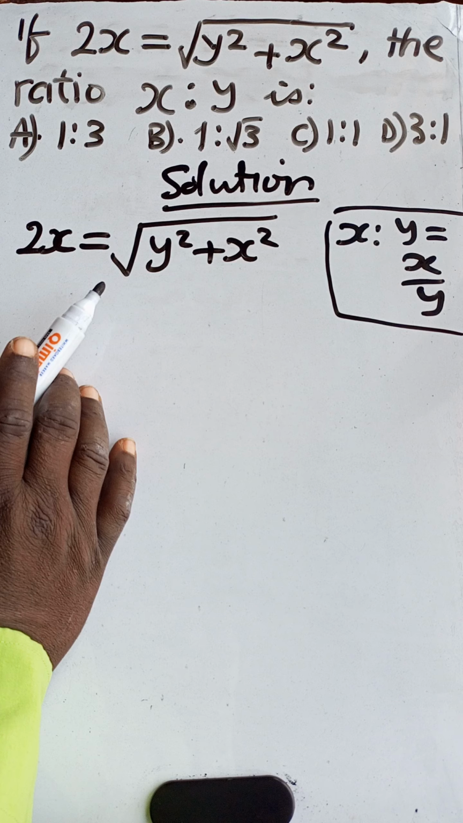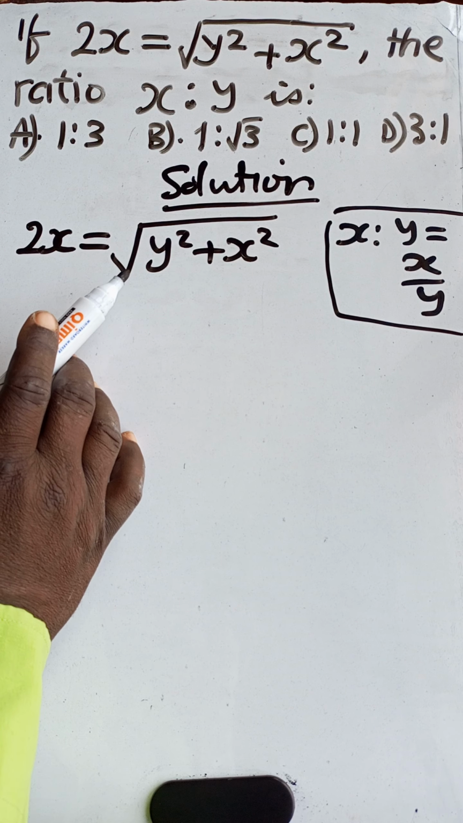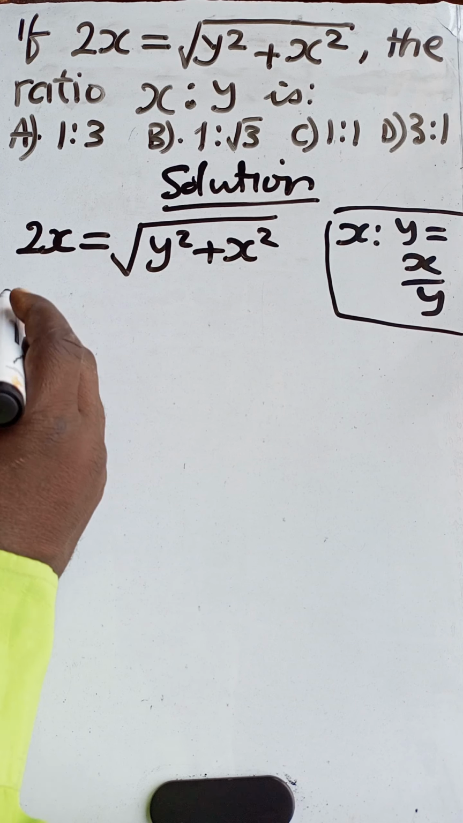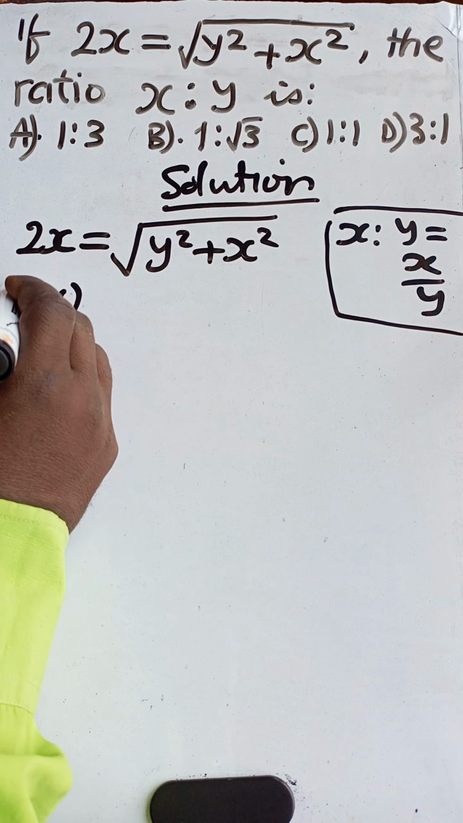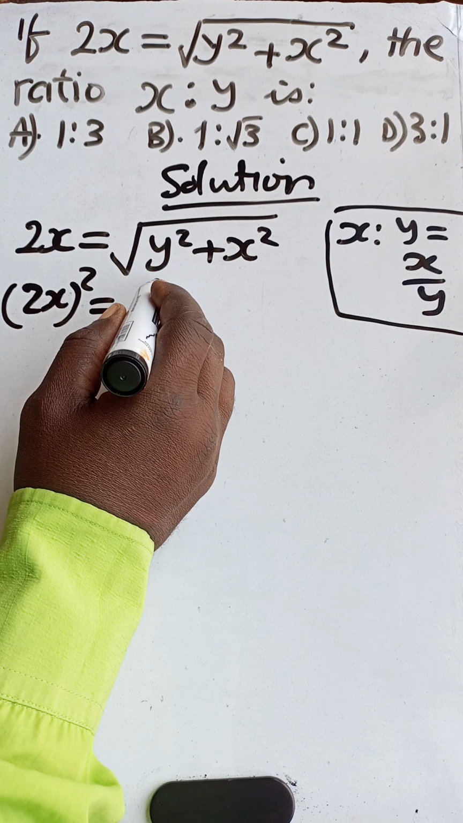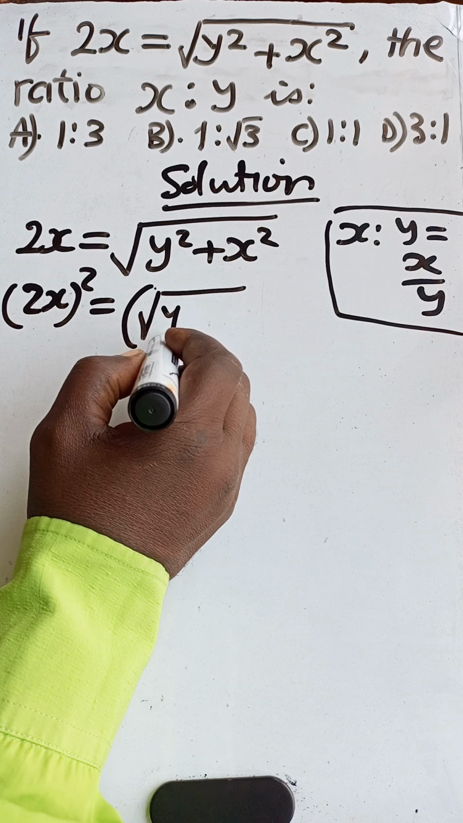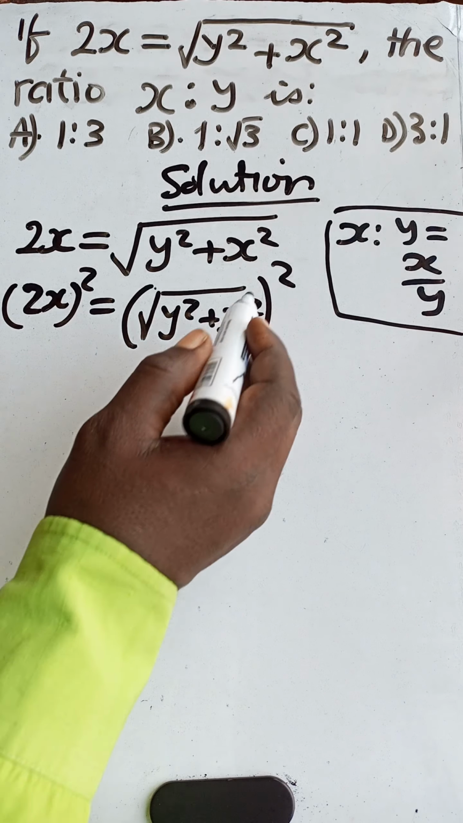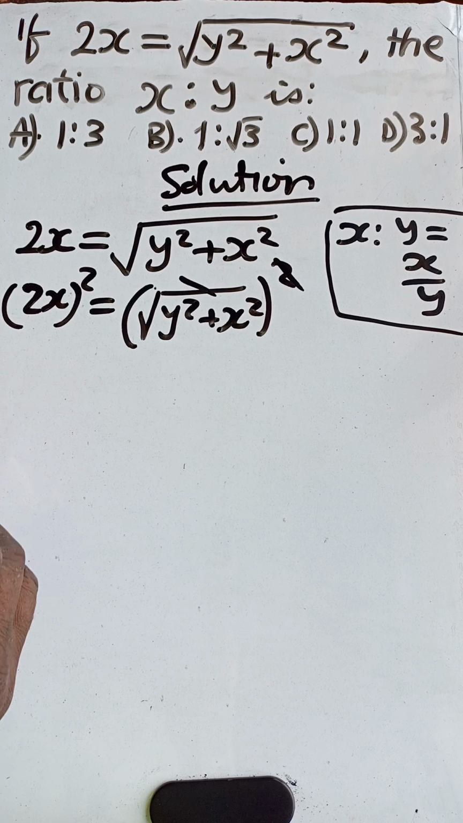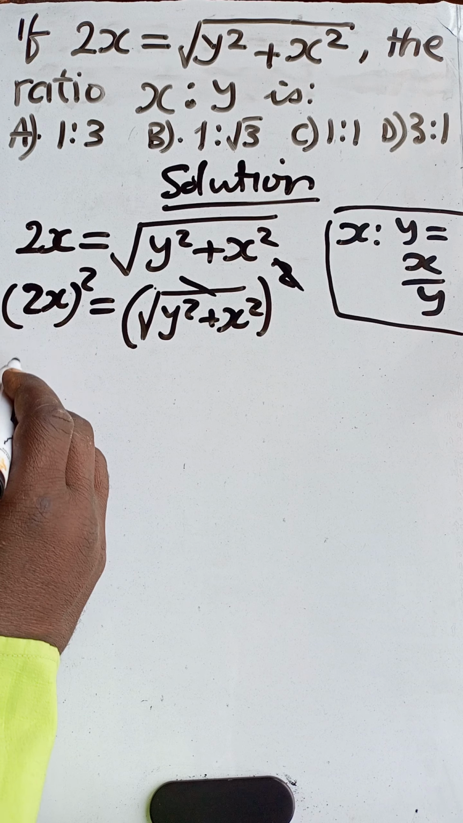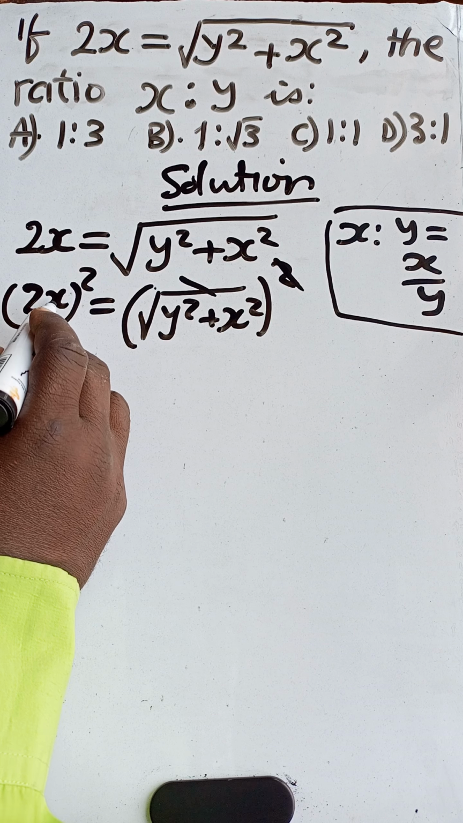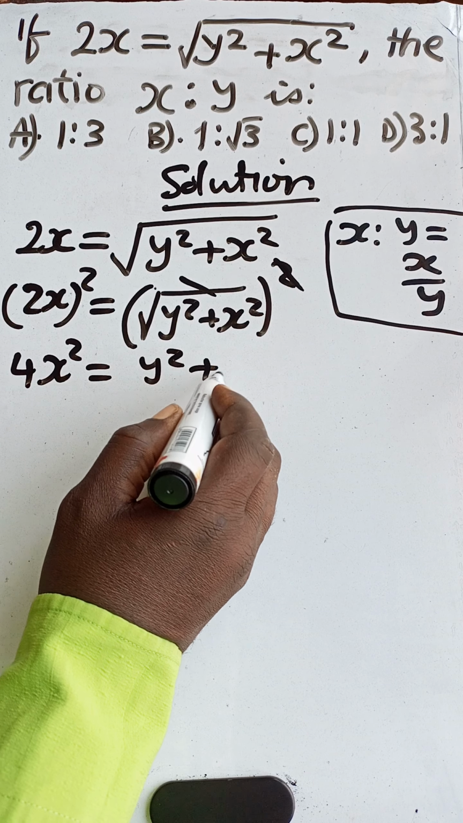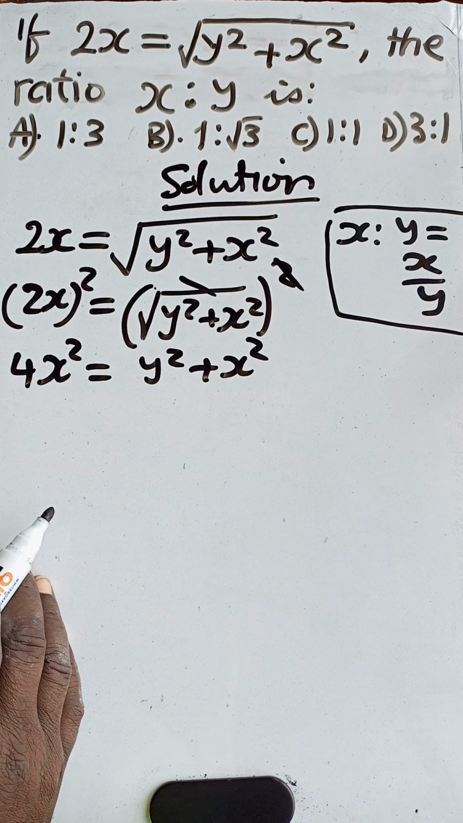The best way forward is first to remove the square root sign. To remove the square root sign means we square both sides. If we square both sides, that power 2 cancels that root sign, and here we'll have 2 squared for x squared is equal to y squared plus x squared.